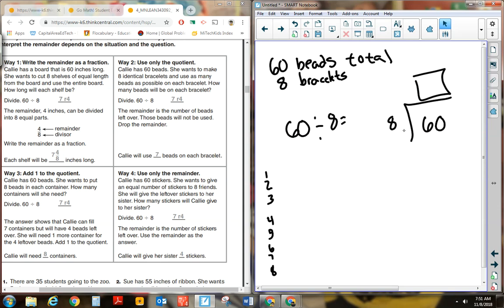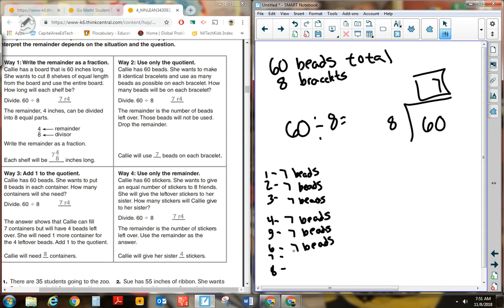Now we know that 8 doesn't divide into 60 equally. But I know that it would be pretty close. It would be 7, because 7 times 8 is 56. 8 times 8 is 64, and that's too many. So it would be 7 in each group. So each bracelet is going to have 7 beads, right? 7 beads in each bracelet. And that gives me a total of 56 beads.